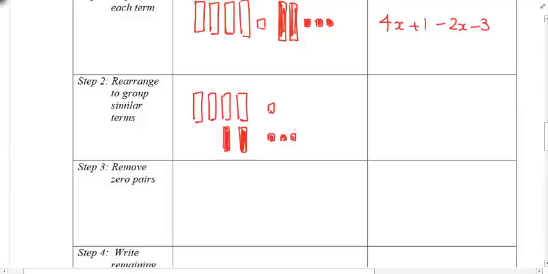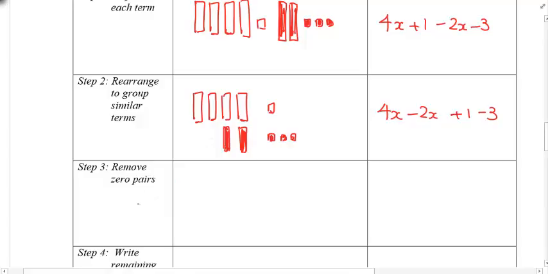Okay? So rearranging in terms of algebra, now what I'm saying is let's put all the x's together, so 4x minus 2x, and let's put all the numbers together, plus 1 and then minus 3. Okay? Step 3, I'm actually not going to draw, but I'm actually going to do something.